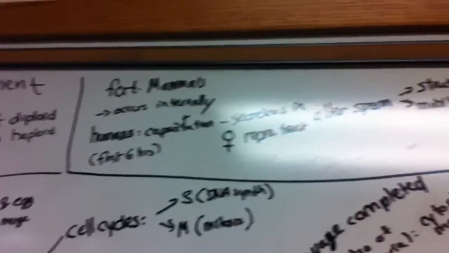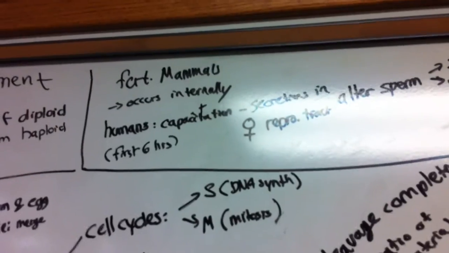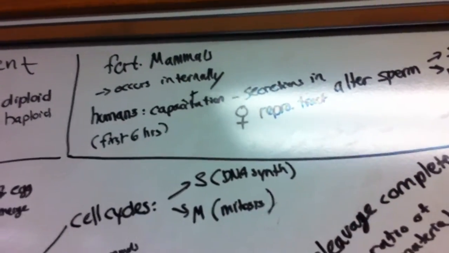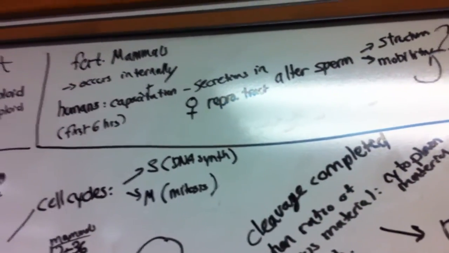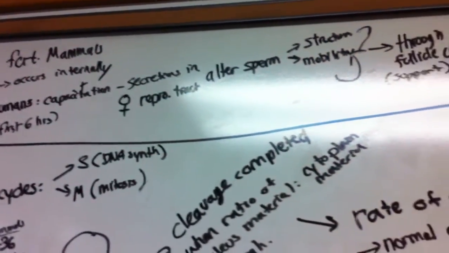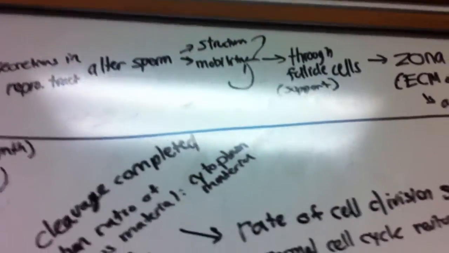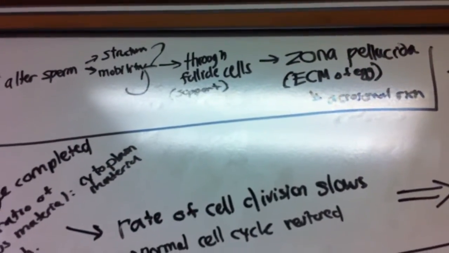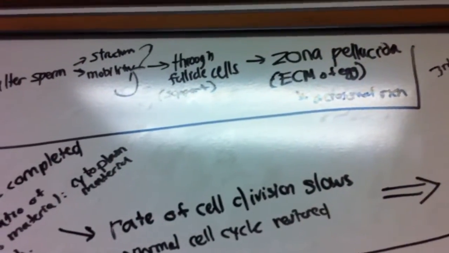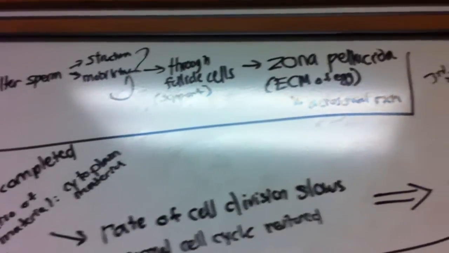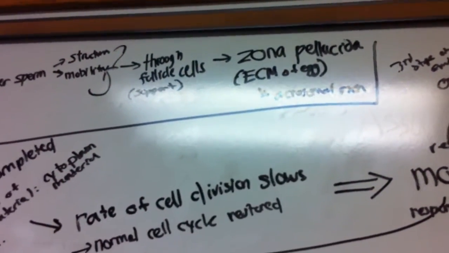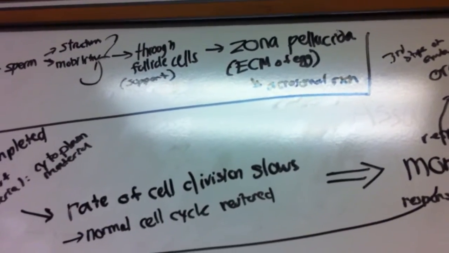A couple of notes before we begin. Fertilization in mammals occurs internally. For humans, such as ourselves, we have what we call capacitation. Capacitation is basically having secretions in the female reproductive tract that alter sperm structure and mobility. Afterwards, the sperm cells have to travel through a whole bunch of follicle cells which provide support to the egg before reaching the zona pellucida, which is considered to be the extracellular matrix of the egg. And that is where we start our acrosomal reaction.